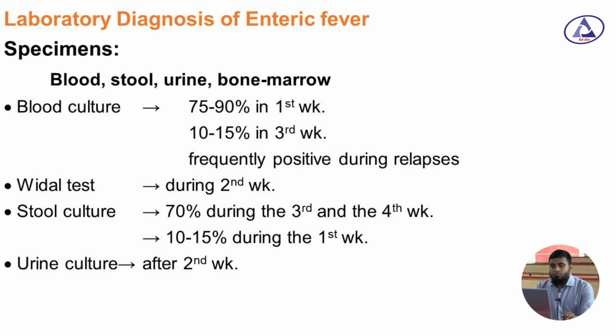Now blood culture is more sensitive and specific in the first week, that is 70 to 90% sensitive in the first week, and its sensitivity gradually decreases to 10 to 15% at the end of the third week. Urine culture can be done at the end of the second week, and stool culture can be done at the end of the third week and in the fourth week.